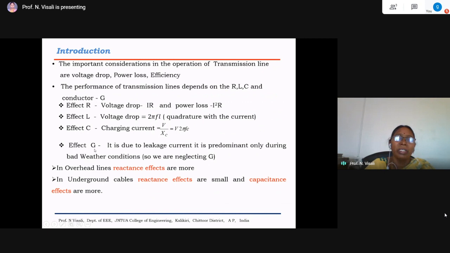In overhead lines, the reactance effects, that is the inductance effects, are more. In underground cables, reactance effects are small and capacitive effects are more. That means in an overhead line, inductance will have more effect than in an underground cable. But in underground cables, the capacitance will have more effect than inductance. That is the meaning here.